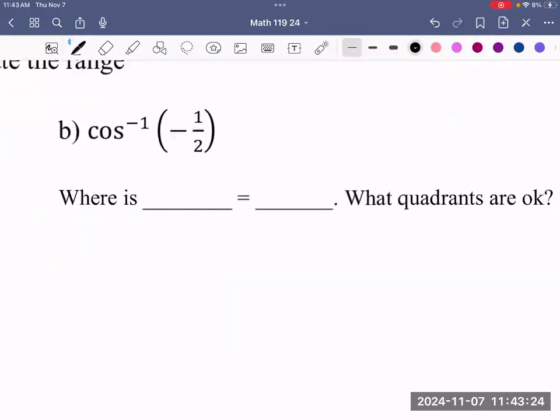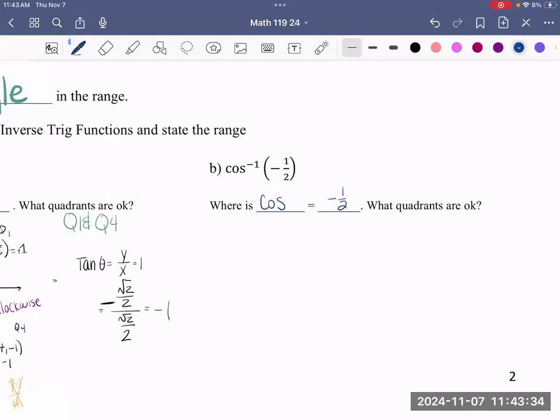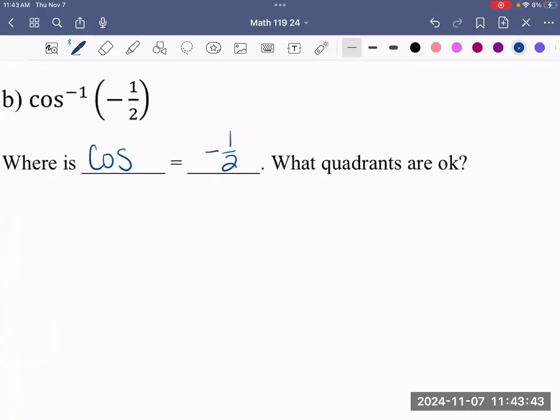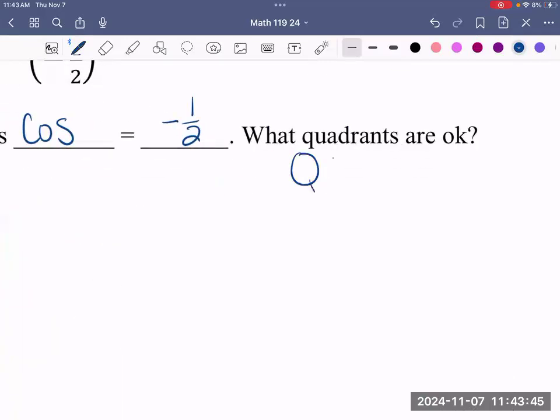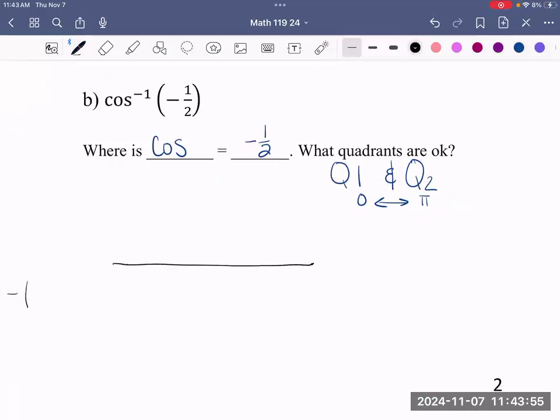So again, ask yourself, where is this time my cosine equal to negative 1/2? What quadrants are okay for my inverse cosine? So our answer should be between 0 and pi, so quadrant 1 and quadrant 2. So again, I'm going to just draw a really quick unit circle here.